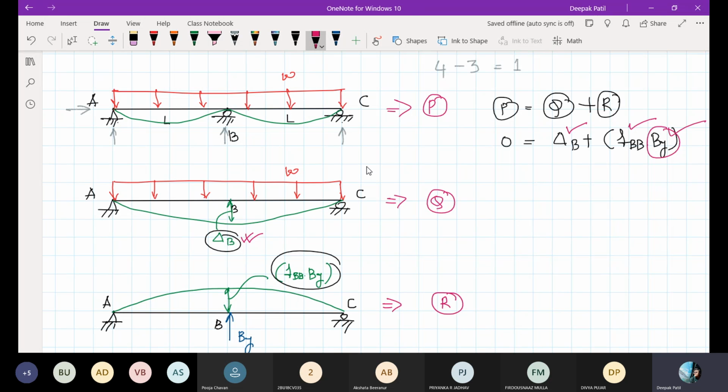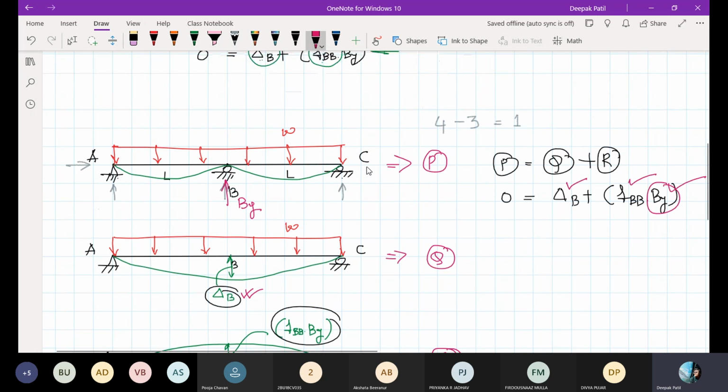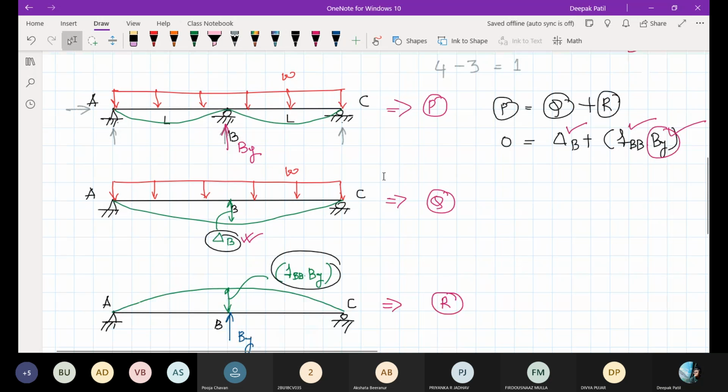Once you find the value of BY, which is nothing but this one in structure P, this is the BY value in structure P. Once you know BY, it means out of 4 unknowns, you have already found one. Only 3 remain, which you can easily find using equations of equilibrium, by which you are able to solve this indeterminate structure. Are you clear?